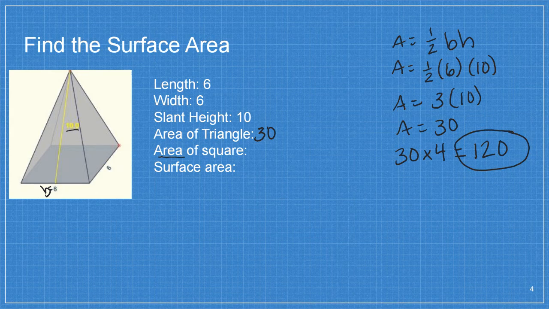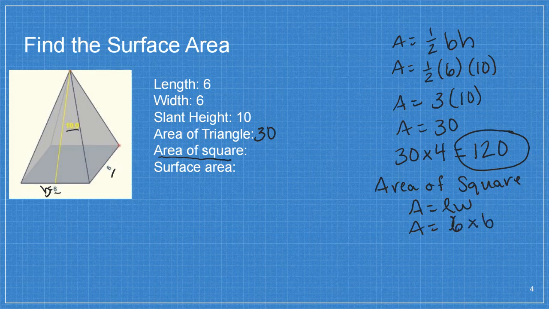Now I have to find the area of the square. The area is equal to the length times the width. My length and my width are both 6 if I'm looking at the square base. So the area is 6 times 6. And what is 6 times 6? 36.